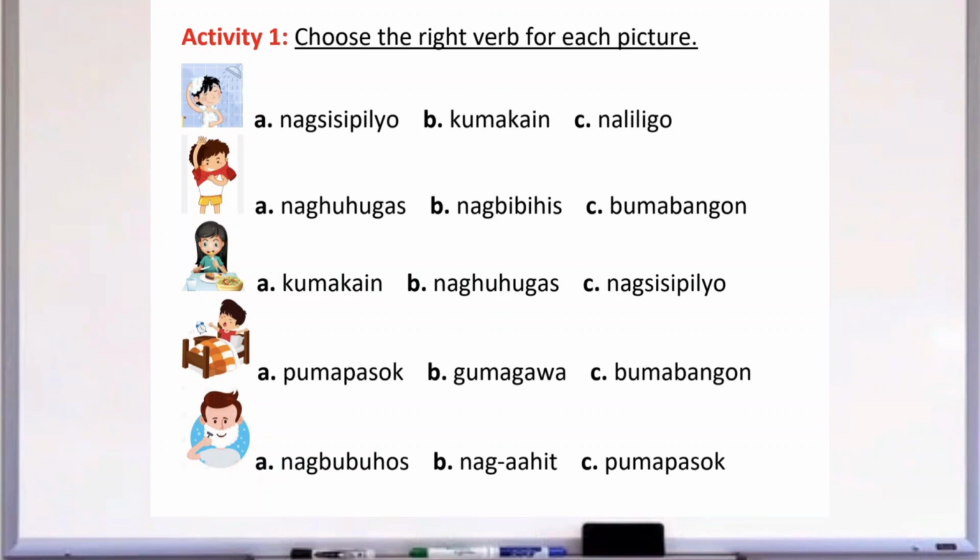All right, let's go to the last picture. What is this man doing? Is it A, nagbubuhos, B, nag-aahit, or C, pumapasok? Answer, it's letter B, nag-aahit. From the word ahit, it means to shave. All right, that's it for activity 1. I hope you got all the answers correctly. By the way, I would just like to remind you that all of these verbs are in their present tense.